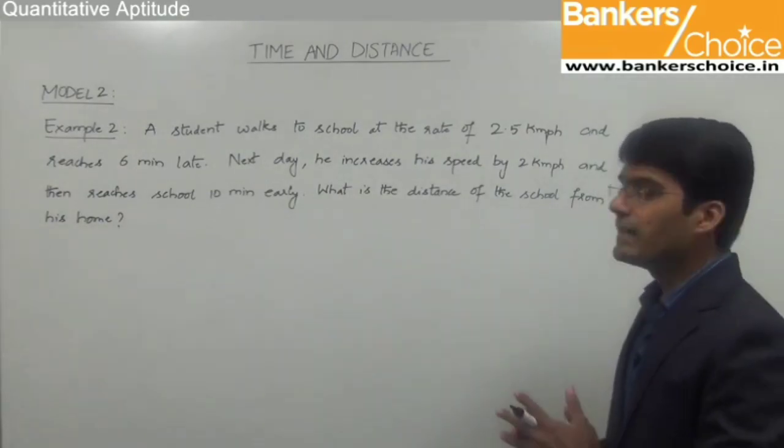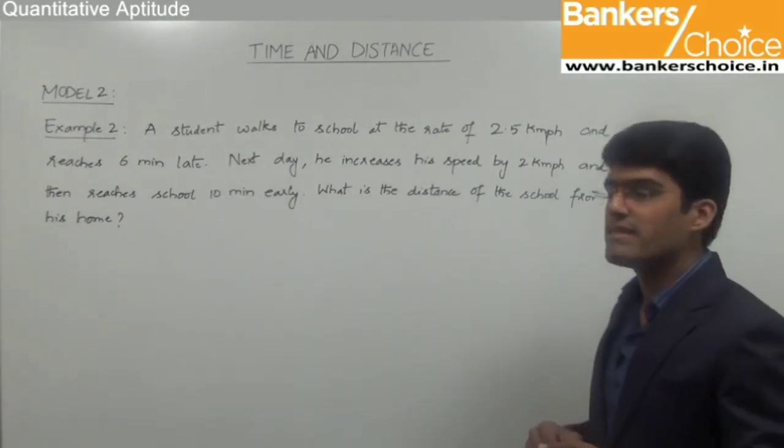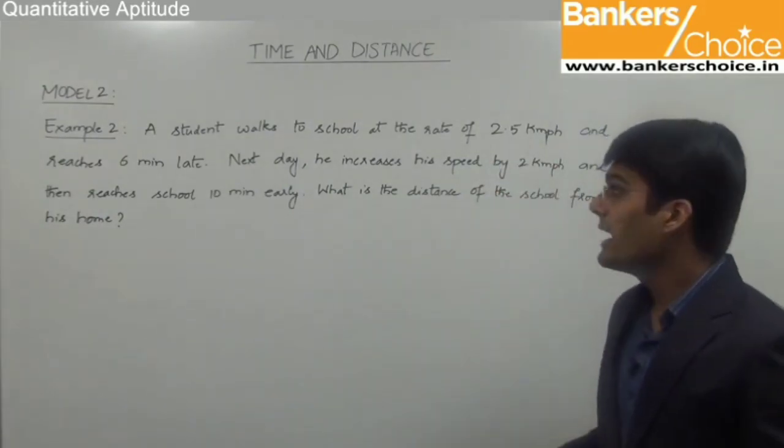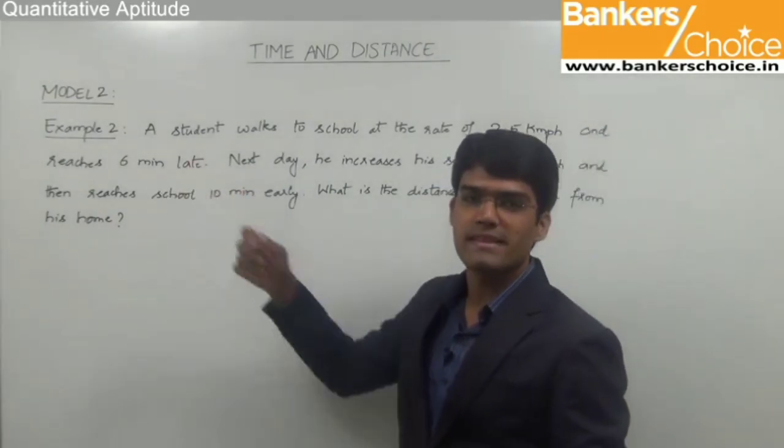So as we can see here, there are two cases. In one case, the student walks at the speed of 2.5 kilometers per hour and he is late to his school by 6 minutes.